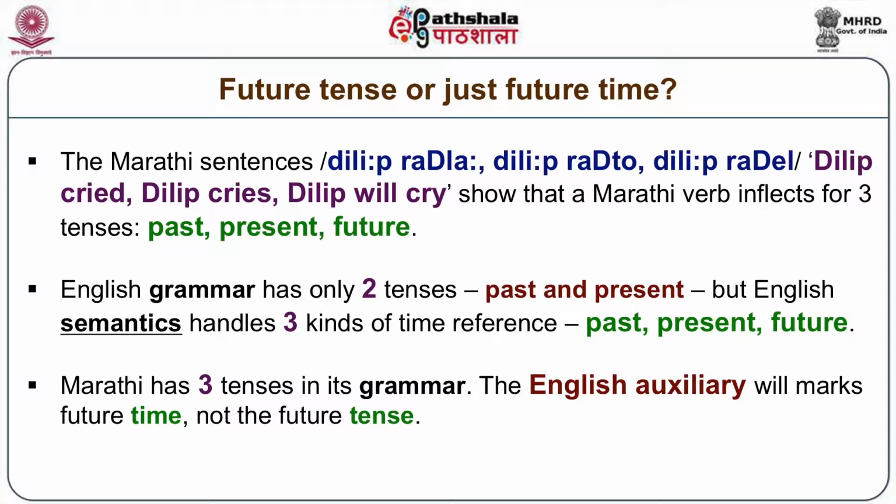Actually, when you look at the English verbal system, you discover English does not have a future tense in its system of tenses. The future time in English is expressed by using an auxiliary, most of the time will, sometimes shall. There is some complication about when to use will and when to use shall, which we will not go into.